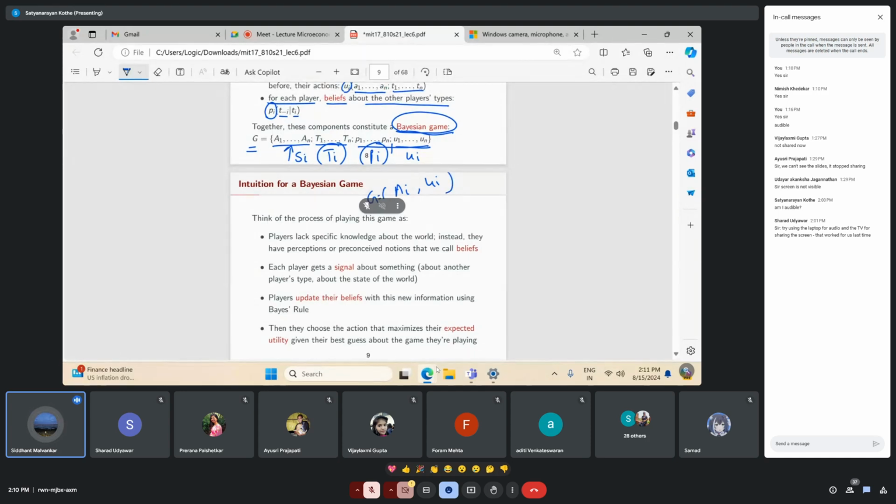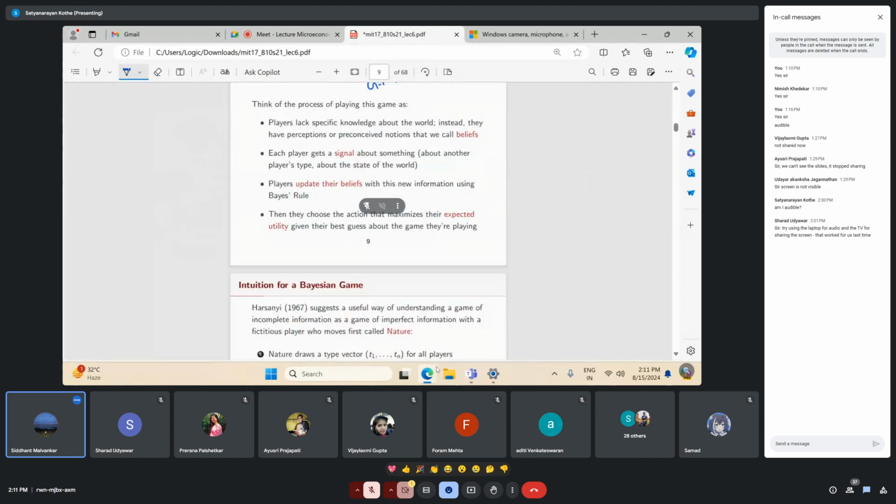Whereas now in our Bayesian game, the actions are there, then the types Ti are there, and the beliefs Pi are there. So Ti and Pi are introduced because of the asymmetric information, or what we can say incomplete information about the players. Okay, clear? Right.